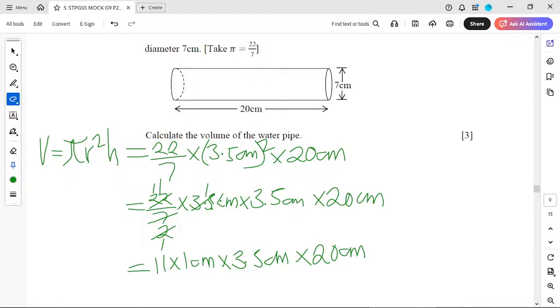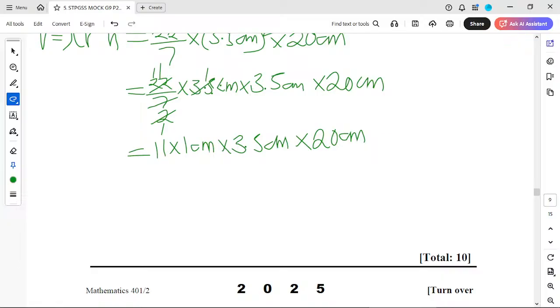So now what do we do next? Now let's evaluate these numbers. So we have got 11 times 1 centimeter will give us 11 centimeter times 3.5 centimeter times 20 centimeter. When we multiply 2 by 3.5 it will give us 7. Then we bring 0 down here, it becomes 70. Then centimeter times centimeter will give us centimeter squared. Then we ignore 0 again. Then we say 7 times 11, or 11 times 7.